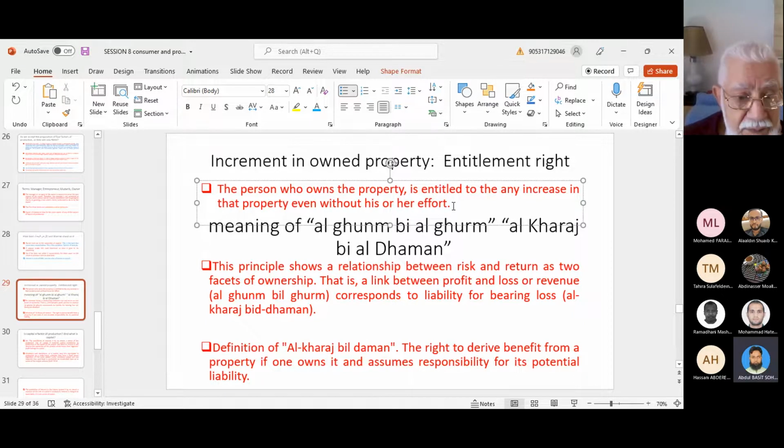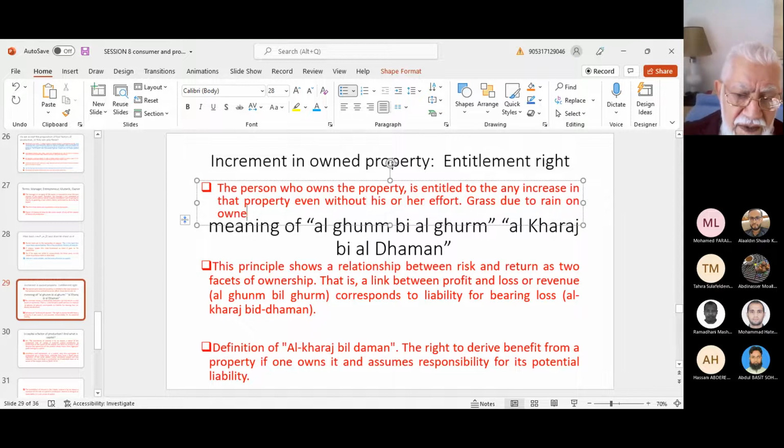Sir, can you give any example of how an increment happens without any effort? Well, I own a land and the grass came in it from the rain. And of course, the wind itself would bring grass from one place to another. So grass comes on it. Who owns the grass? The owner of the land.